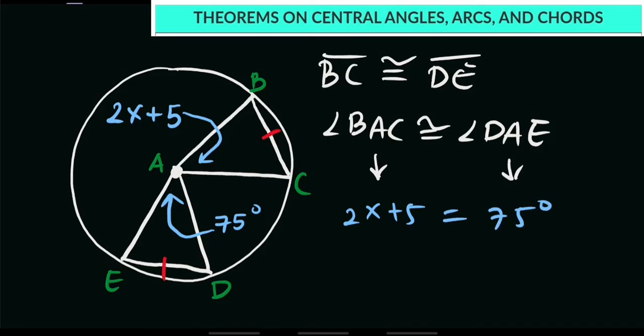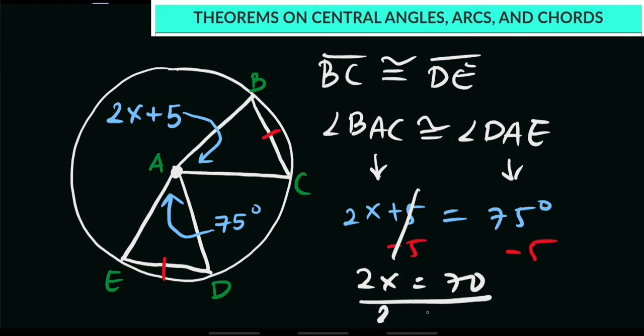So let's equate this set of values, and then let's isolate the value of x. I think we need to subtract 5 from both sides, right? So to isolate the value of x, we have 2x equals 75 minus 5. Cancel this one. So 75 minus 5 is 70. Divide both sides by 2. Therefore, x is equal to 35 degrees. So that is our answer.